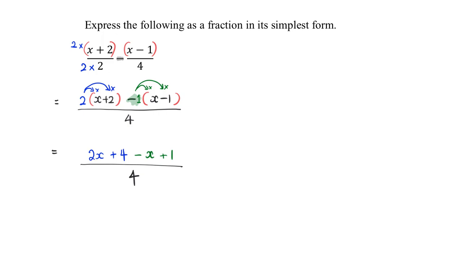And so the final answer, we still need to simplify the numerator. 2x minus x, 1x. Positive 4 plus positive 1, total positive 5. And since the numerator we cannot factorize further, this will be the final answer.